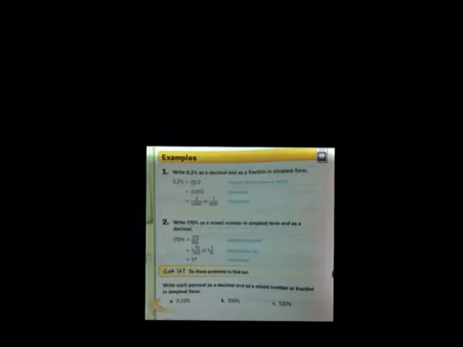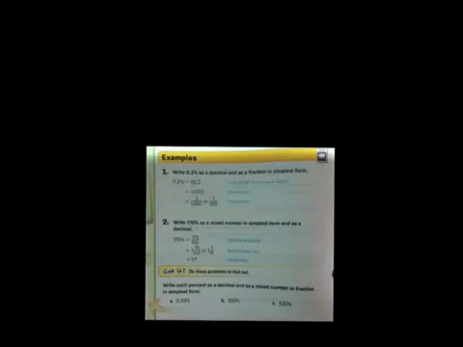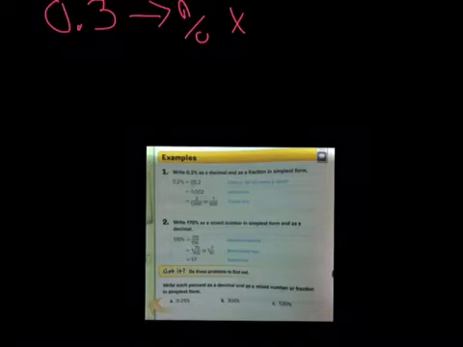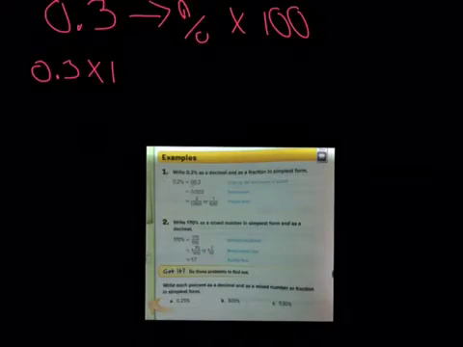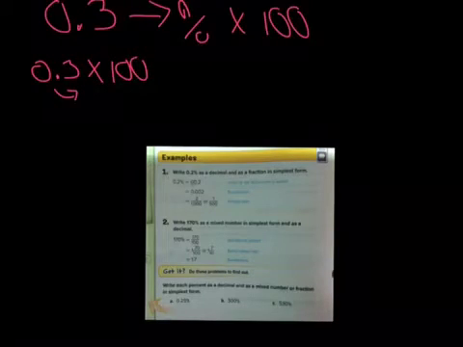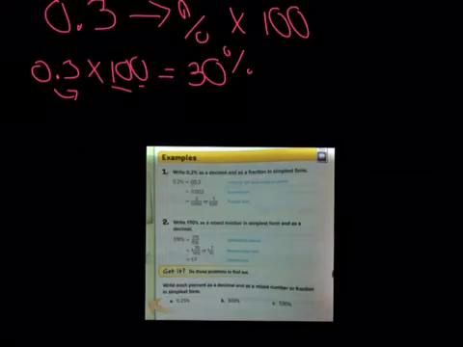Okay, before we move to the next example, I want to show you something up here for a second. Remember that when you have a decimal, for example, decimal 3, to turn it into a percent, we have to multiply it by 100. So when I multiply 0.3 times 100, it moves the decimal place over to the right by 2 spots. So it would be 30. And then we can say percent.